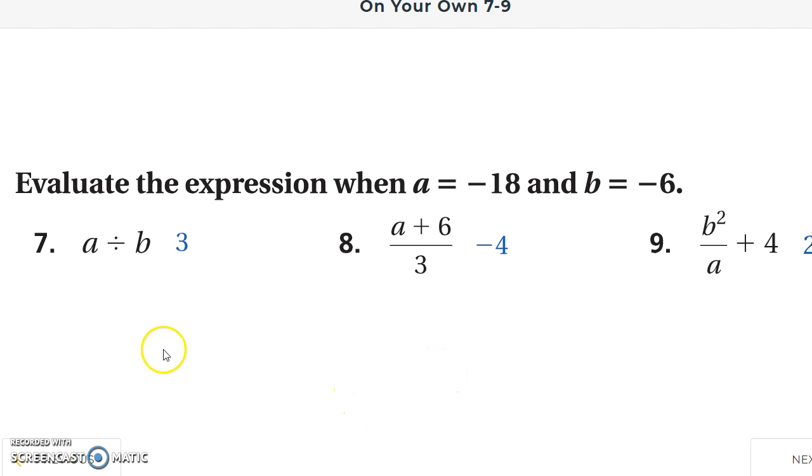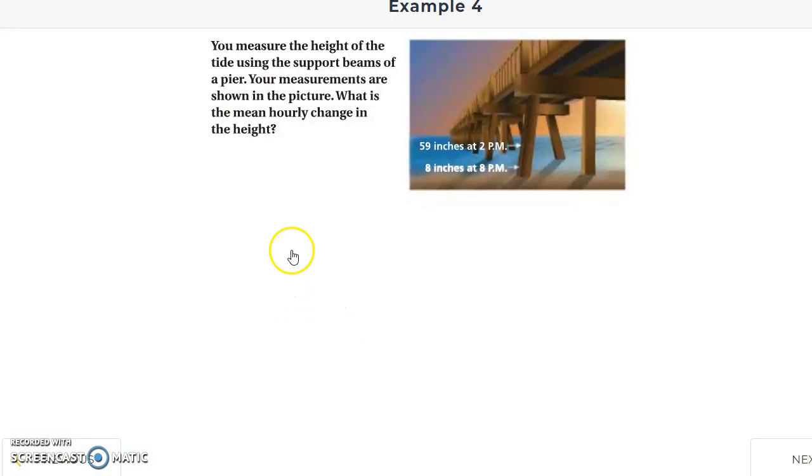Great job. Did you get 3, negative 4, and 2? If you did not, go back and find your error. If you can't find your error, raise your hand and I will come and help you. Great work. Let's take a look at our next example.